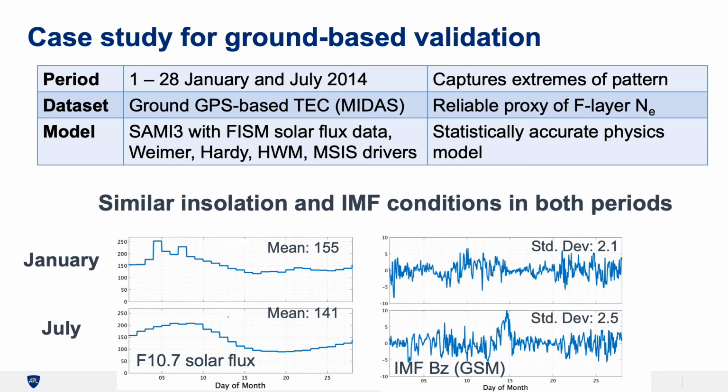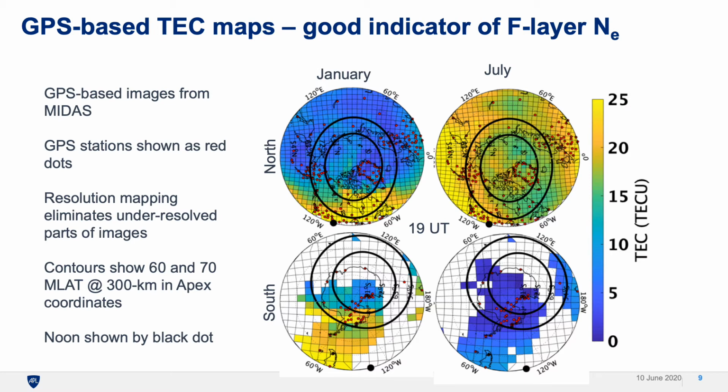So the 2 months actually have very similar insolation and IMF conditions. The F10.7 index of solar flux is around 155 in January and around 141 in July. The IMF-Bz has also a similar standard deviation, 2.1 in January and 2.5 in July. So I think these 2 months are a good comparison period.